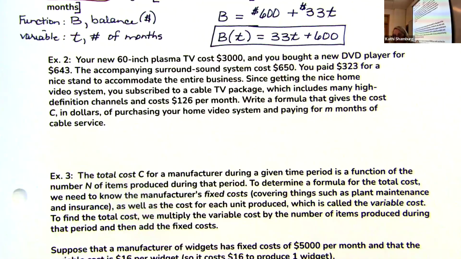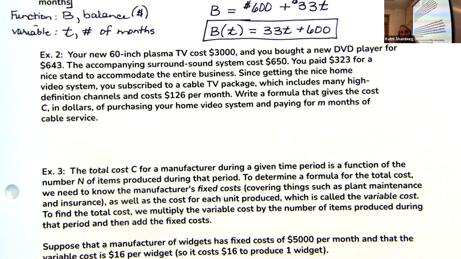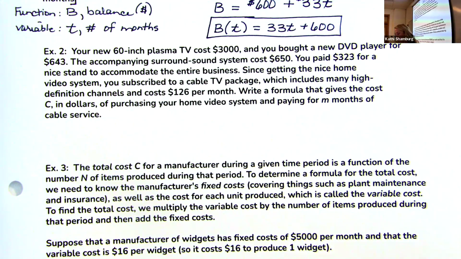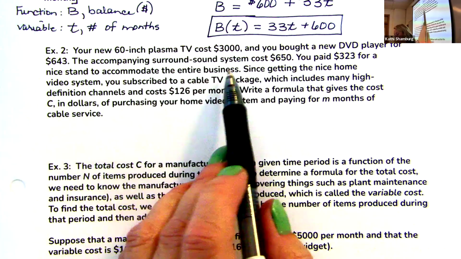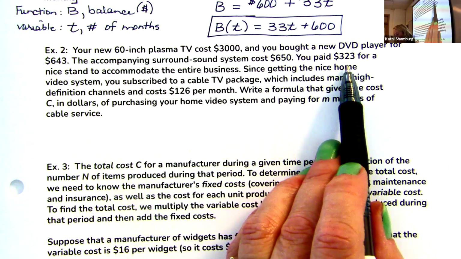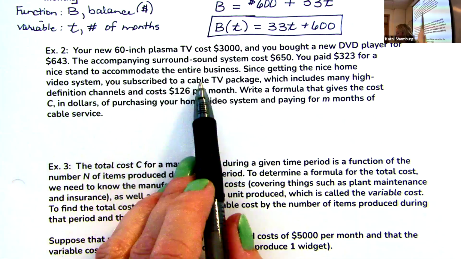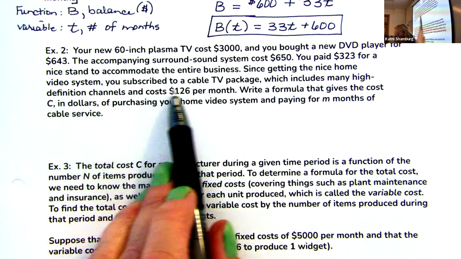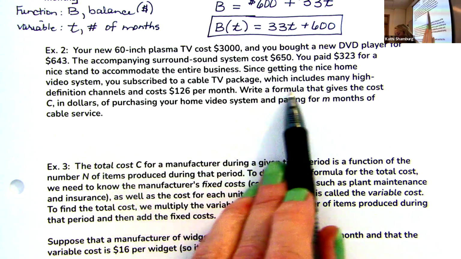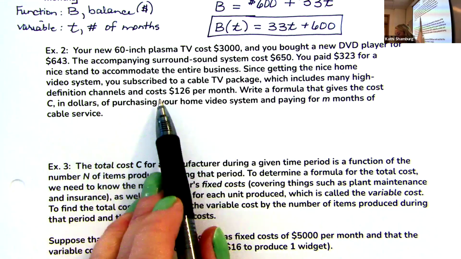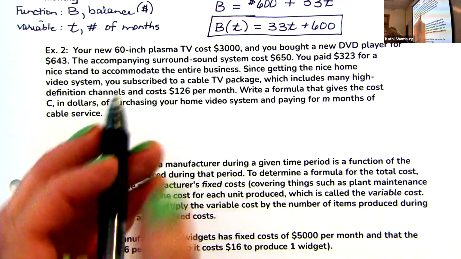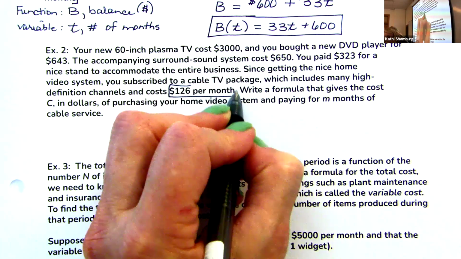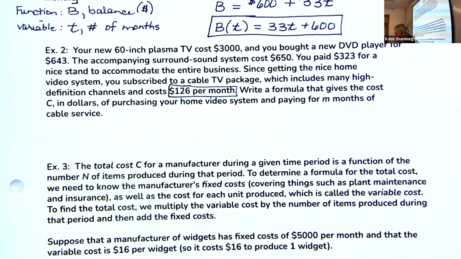All right. 2. You went out and bought a really big TV. Okay, 60-inch plasma TV cost $3,000. And you bought a new DVD player for $643, surround sound $650, $323 for a nice stand to put all that stuff on there. Since getting the nice home video system, you subscribe to a cable TV package, which includes a bunch of channels and costs $126 per month. So this is your per month, like this was per month.